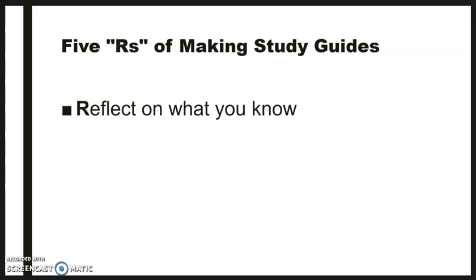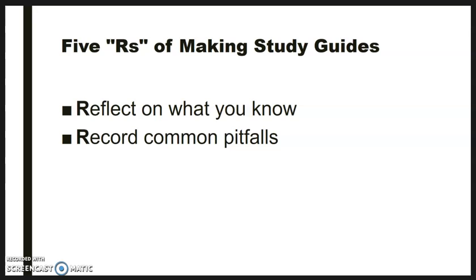So the first step is to reflect on what you know. Make a list of the topics that you feel comfortable with and that you understand well, and the things that you really don't feel comfortable with. The second step is to record the common pitfalls. Take a closer look at those things that you don't understand and figure out what the mistakes are that you're making and why. The third step is to recite the key concepts that help you find an alternative strategy around those common pitfalls. You want to write those down too.